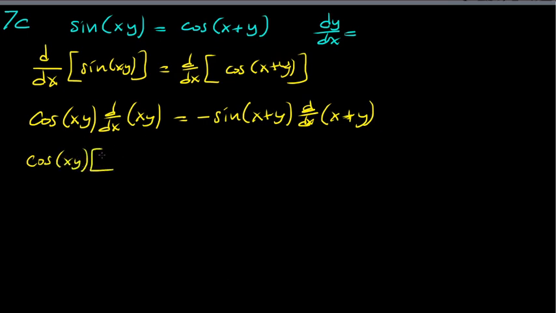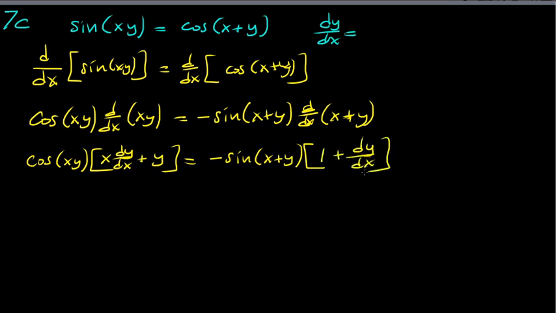And this is a product rule, right? First times the derivative of the second plus second times the derivative of the first. Derivative of x is 1. Oh, plus y, right? And the derivative of x plus y is 1 plus the derivative of y. Okay, so that's it. The rest is just algebra, right?